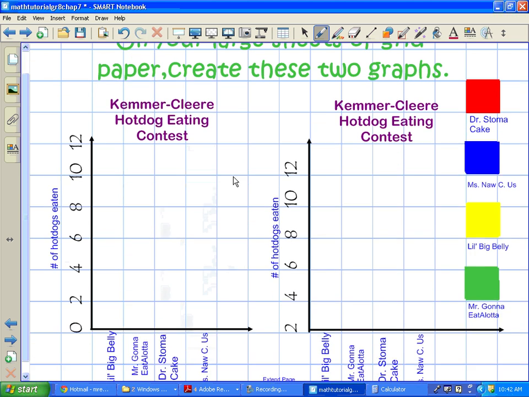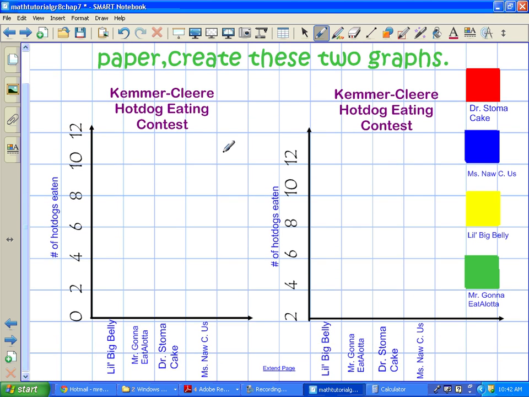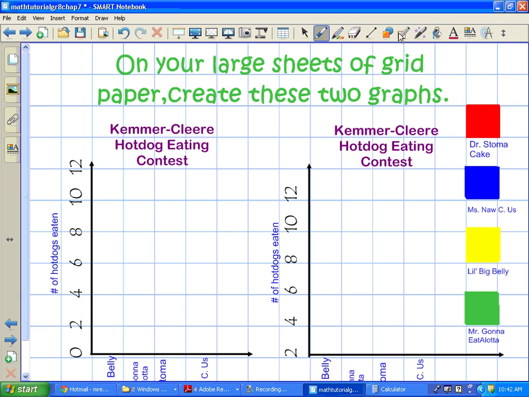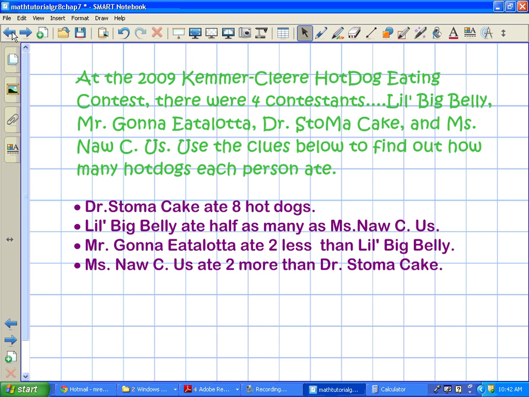Okay, so here's what we have here. We've got a hot dog eating contest here. And if I were to go back, I've got different things here. I've got this one right here, Dr. Stomacake, Miss Nasius, Little Big Belly, and Mr. Gonna Eat a Lotta. So I'm going to make my graph here of the hot dog eating contest. And here's what we've got.